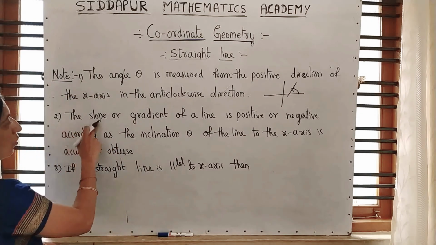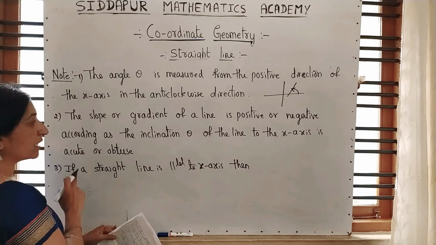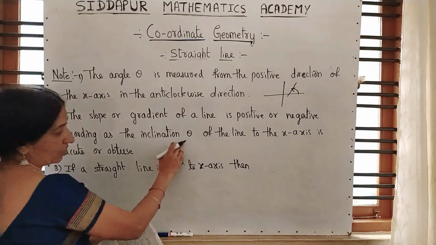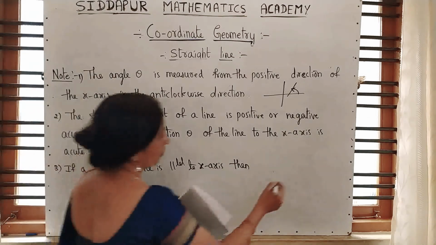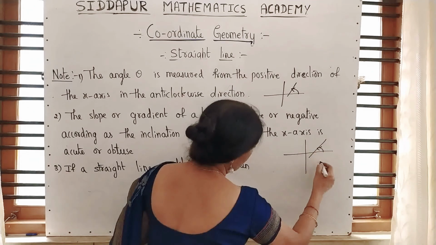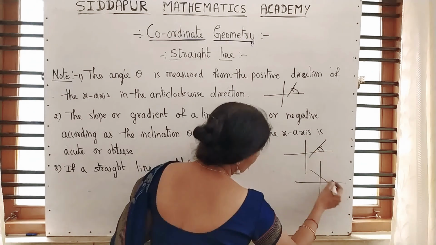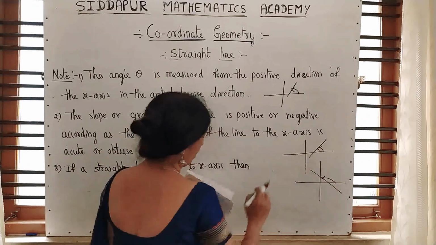Second one, the slope or gradient of a line is positive or negative according as the inclination theta of the line to the x-axis is acute or obtuse. If it is like this, definitely you will get acute. If you have it like this, you will get obtuse, that is Laghu Kona, Vishala Kona.